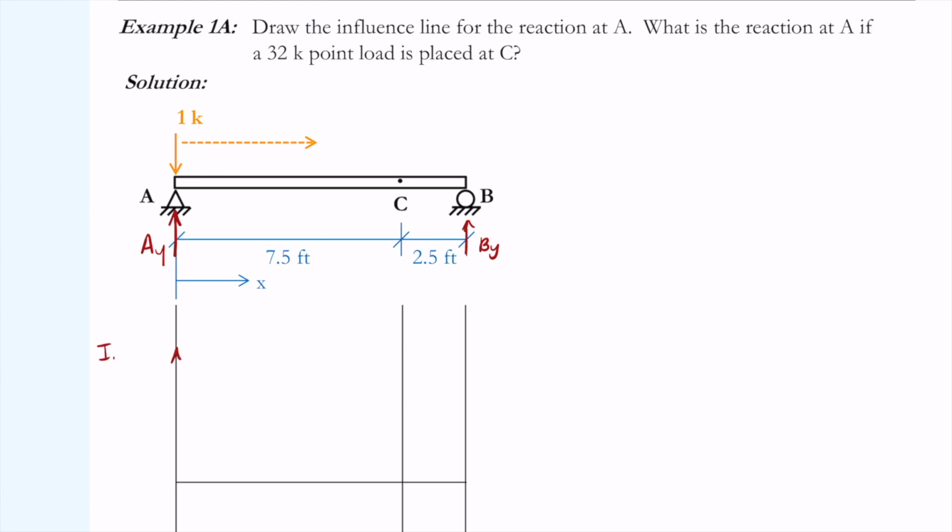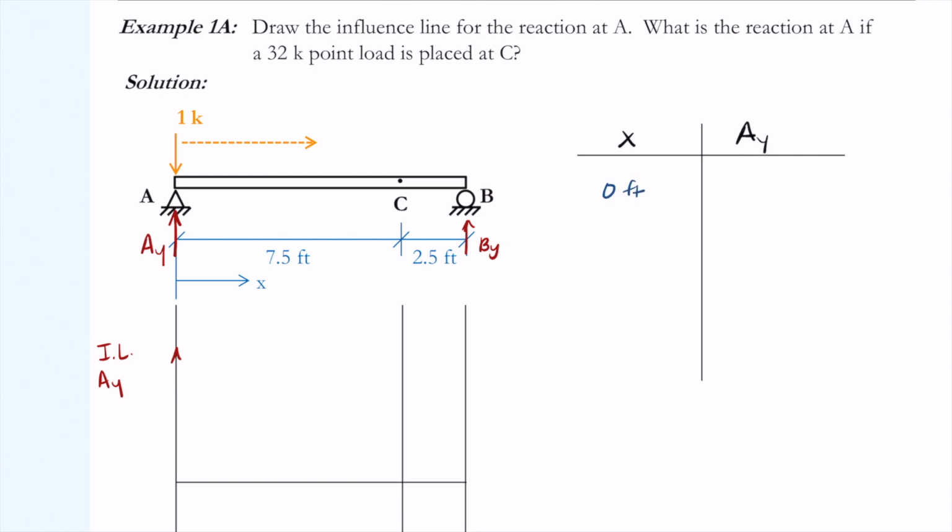So I'm going to create a little table for this. We're going to change the value of x, which is the distance from point A, and we're going to look at what the reaction at AY is. And then we'll plot that on the graph below. So here's the table. I have my distance x, and then I have the reaction AY.